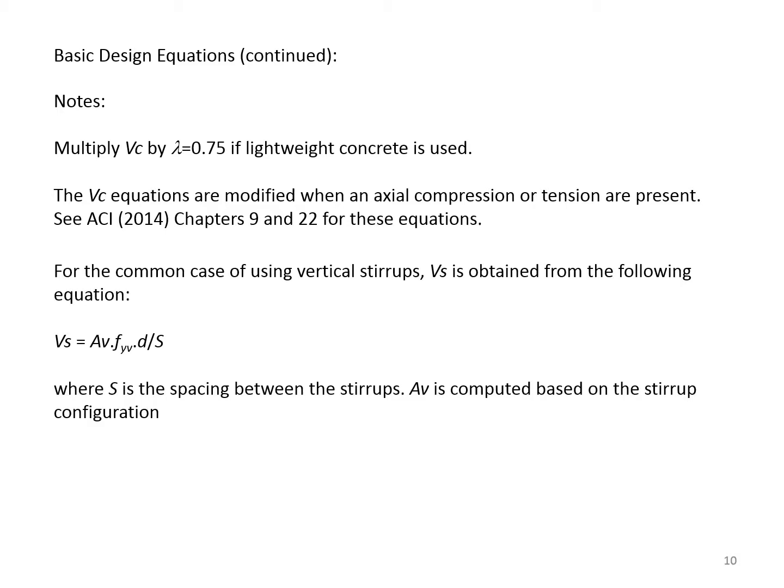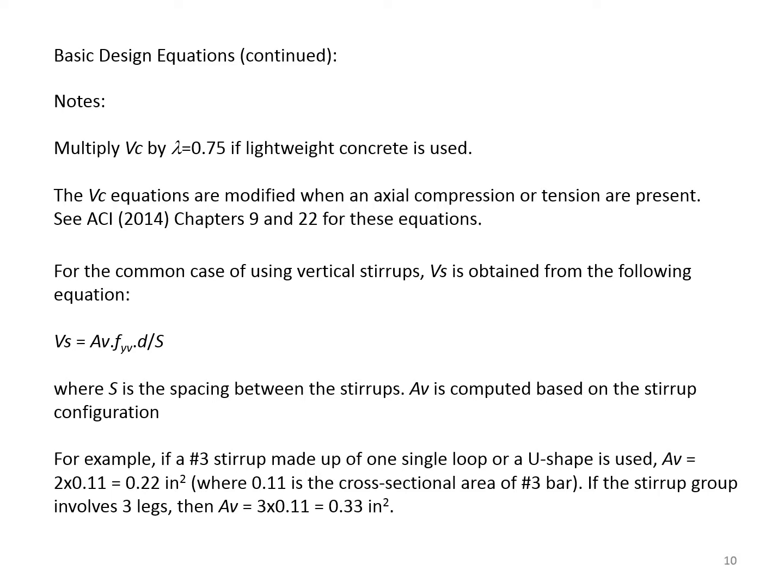For the common case of using vertical stirrups, V sub s is obtained from the following equation. V sub s is A sub v times f sub yt times d divided by s, where s is the spacing between the stirrups. A sub v is computed based on the stirrup configuration.